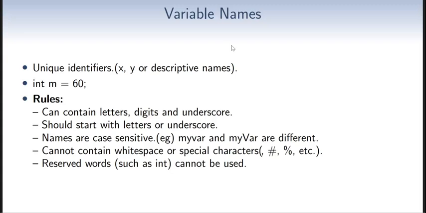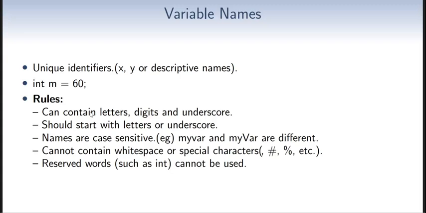Next one is variable names. A variable name is a unique identifier. It may be x or y, or it should be descriptive, so that the user will be able to understand what kind of things are being used in this particular code. It should be descriptive. For example, int m is equal to 60. What are the rules for mentioning the variable names?